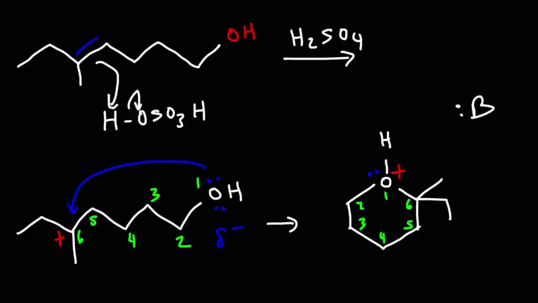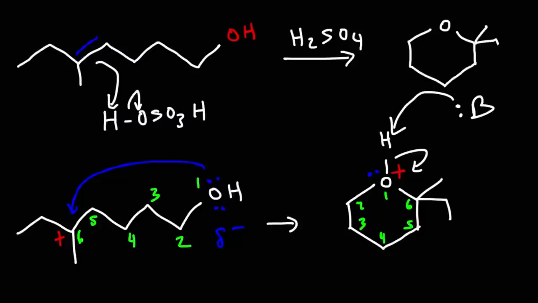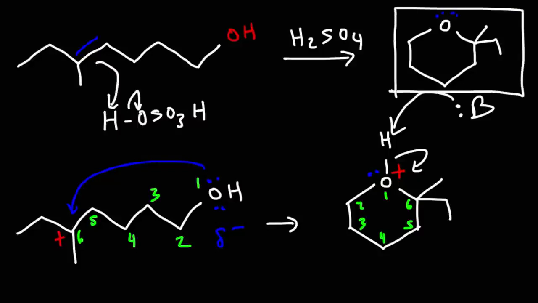Now a base, this base could be the OH of another molecule. It could be HSO4- or something else in the solution. But some molecule is going to act as a base to remove this hydrogen. So the end result of this reaction is a cyclic ether. So whenever you have a molecule with two different functional groups that can react with each other, typically you're going to get an intramolecular reaction, and it usually closes into a ring. So this is the answer for this problem.